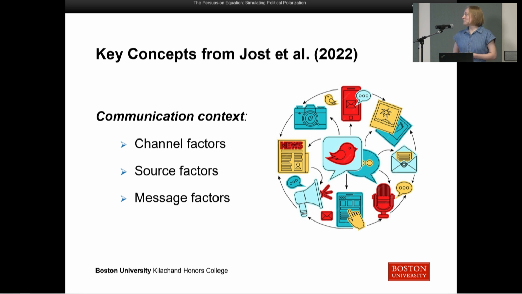External factors also play a role, and the communication factors that they identify in the paper as being most important are channel factors, which is the medium through which the message is delivered, source factors, which is where the message is coming from, and message factors, which is the actual content of the message and how emotional or logical it is.